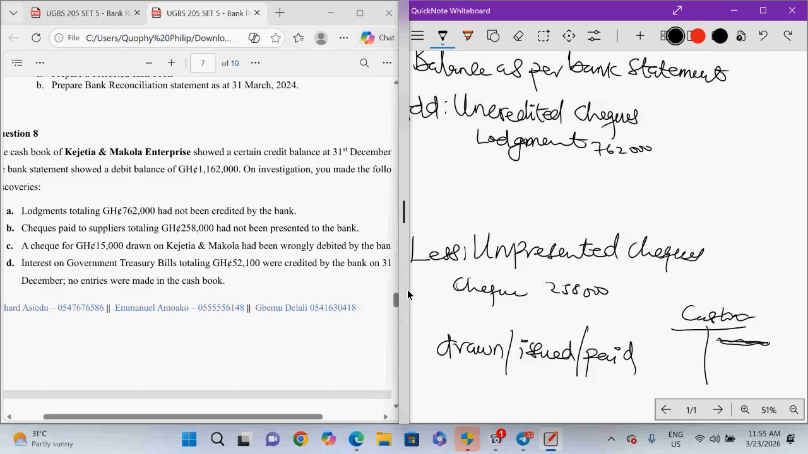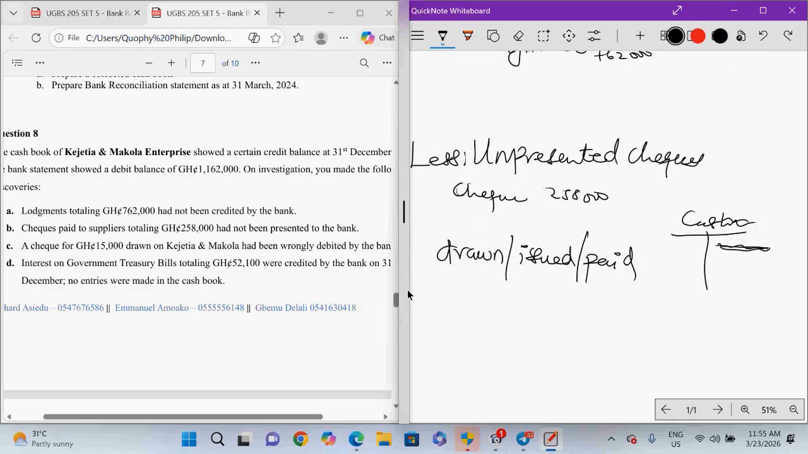Yes. And the bank will debit. The bank will what? Debit. The bank will debit our account in the bank statement, right? If we credit the cash book, won't the bank credit? They will debit. Yes. So the bank is supposed to debit, and they have debited here. But why are they saying wrongly debited? It could mean that they debited it to the wrong person, wrong account.